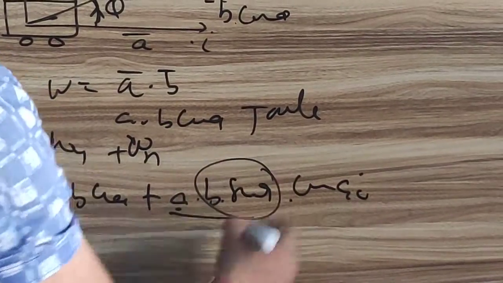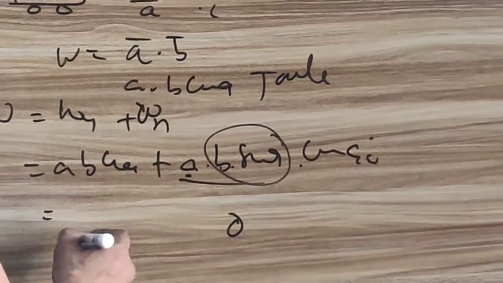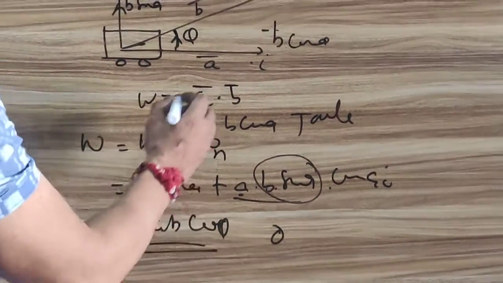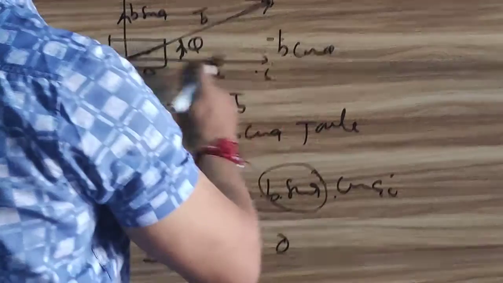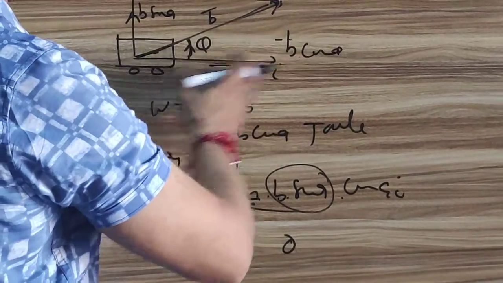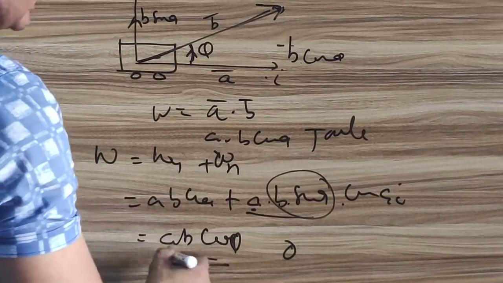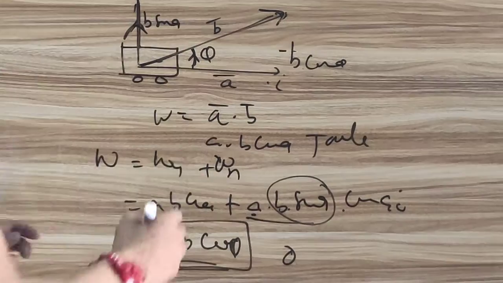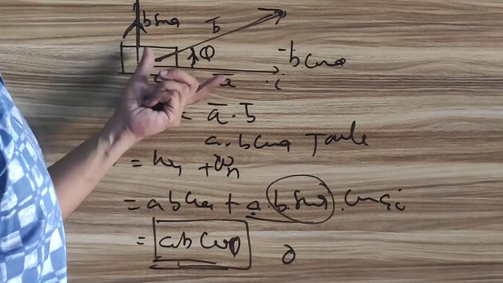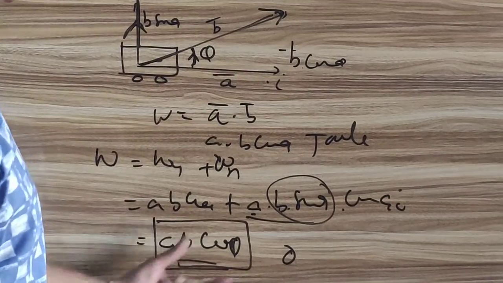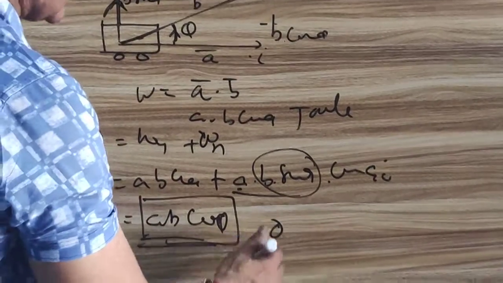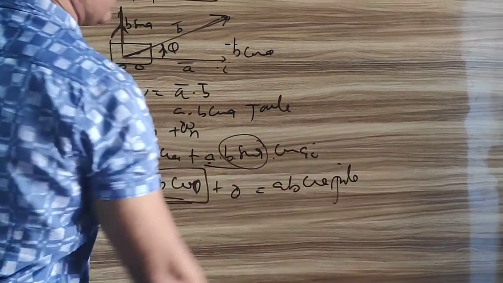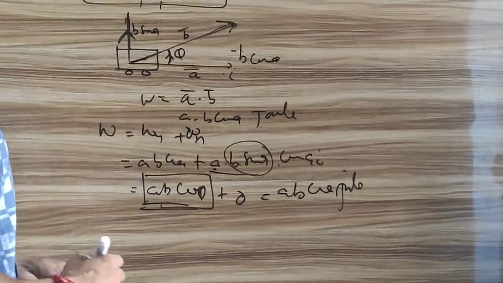So this part becomes 0, and we are left with AB cos theta. The net impact of this force in the direction of the displacement is AB cos theta, and the other component does not contribute in this direction, so it becomes 0. So the net work done is this plus 0, which is AB cos theta joule.